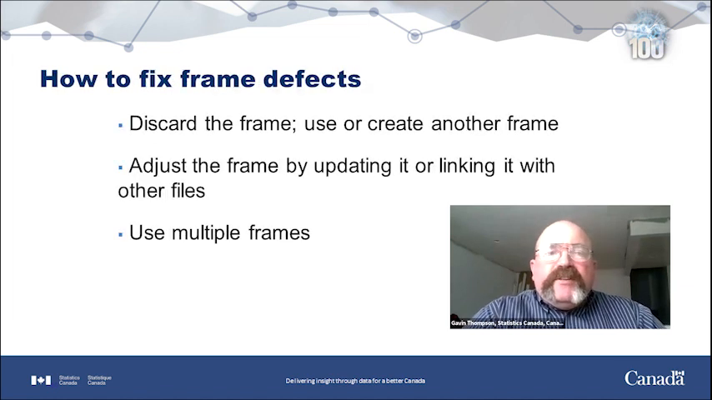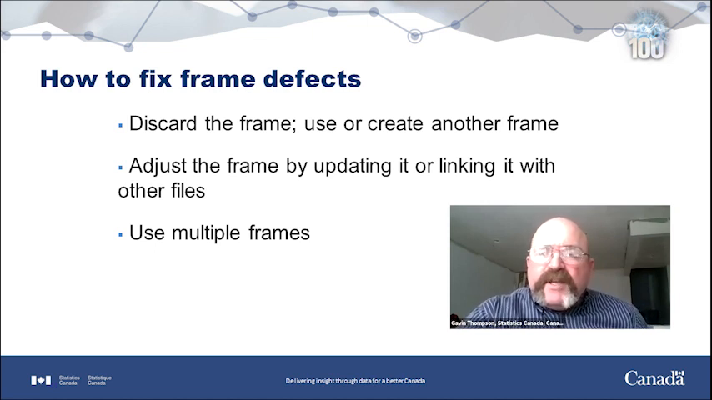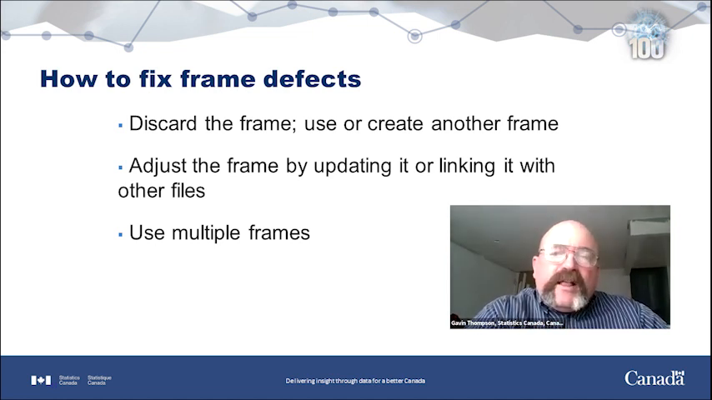Now, how do we fix frame defects? We can discard them, or we can use another frame. This is obviously not going to happen in most Statistics Canada surveys because our frames are very large. We can adjust it by updating and linking with other files, or we can use multiple frames. Sometimes we can use another frame to validate it.